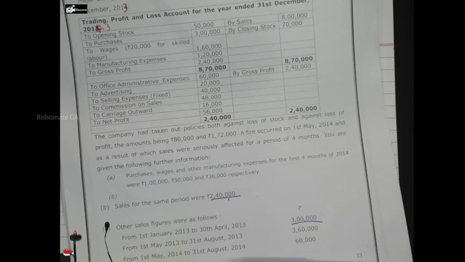Correct? Yes, sir. No trend amount or rate is given. The question is silent whether trend is there or not. Then what should I do? See whether comparable sales are given or not. Are you following? Yes, everybody?